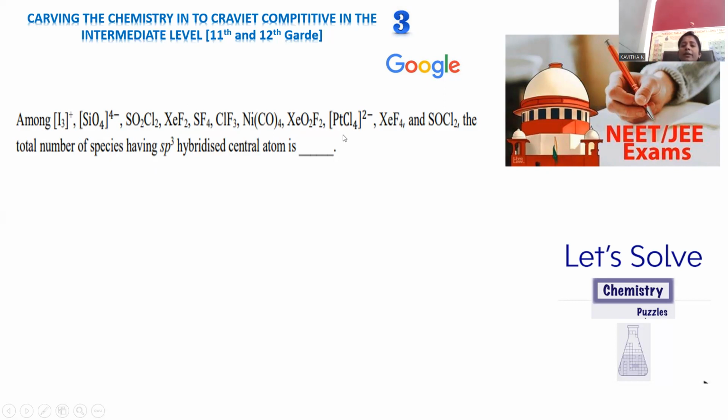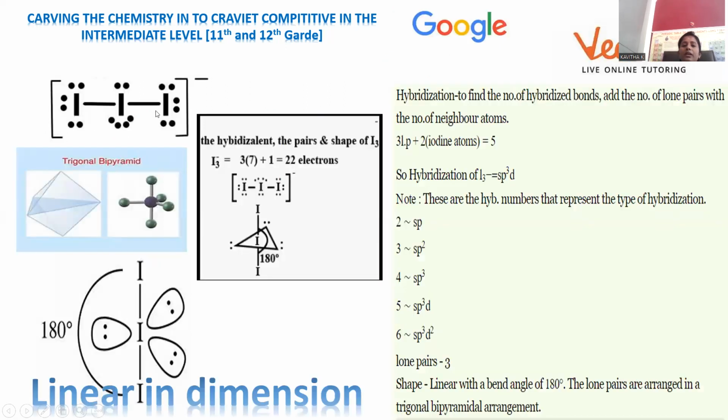Let's search one by one. So let's go with the analysis one by one. First of all, we will consider I3-. Whenever it is I3- or I3+ molecule, I3+ is a bent molecule, I3- is a linear molecule.